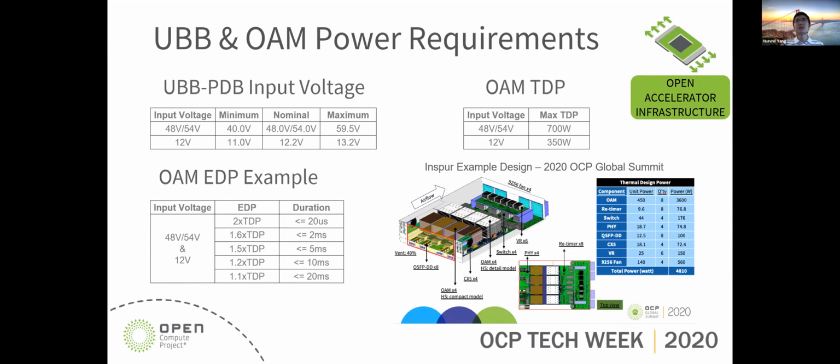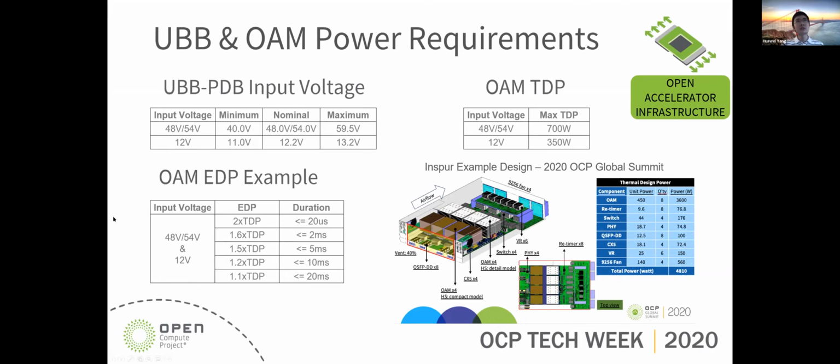And for the OAM TDP, we have two different design power levels. The first one is 48/54 volt, which will support a maximum of 700 watts. And for the 12 volt, it will support up to 350 watts.